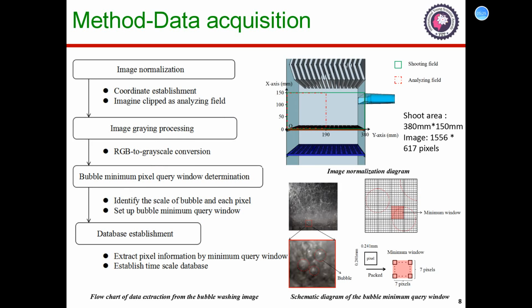And after we get this picture, we should get the data from this picture. We have 4 steps. The first step is picture normalization, and then we do the image graying process. That means we make the RGB picture into grayscale. And the third step is the bubble minimum pixel query window determination. And the last step, we establish the database.